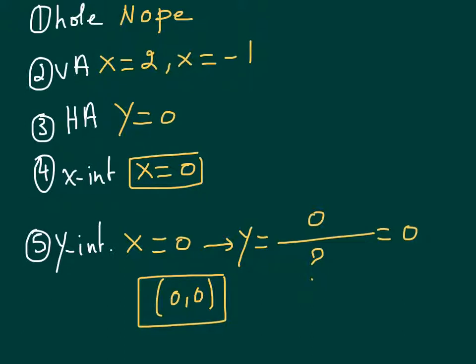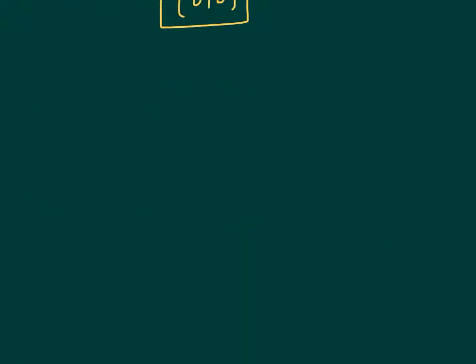To graph this function, this is the first time we graph a rational function with two vertical asymptotes. One of them is going to be at 2. This is 1, this is 2. The other one is at -1. And so we have two vertical asymptotes. And we have a horizontal asymptote at 0.